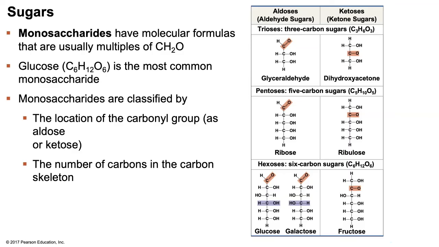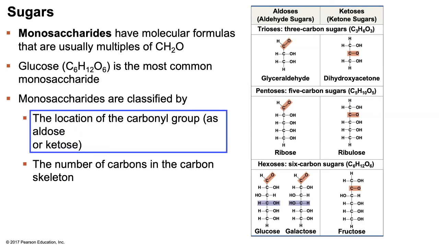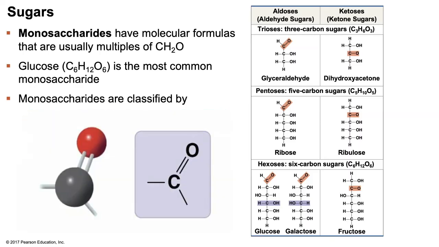Monosaccharides are classified by two different things. Number one, the location of the carbonyl group as an aldose or a ketose. For a refresher on the functional groups, see the Chapter 4 video that is posted. A carbonyl is an oxygen double bonded to a carbon. In the table shown, all of the carbonyls are highlighted in orange for easy viewing for you. Take a moment to see where the carbonyls are located. Some are at the top of the alpha carbon, and others are attached to centrally located carbons within the molecule.